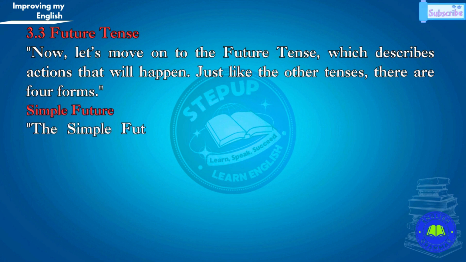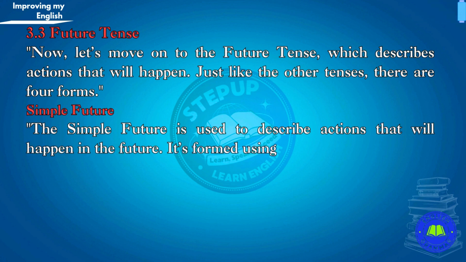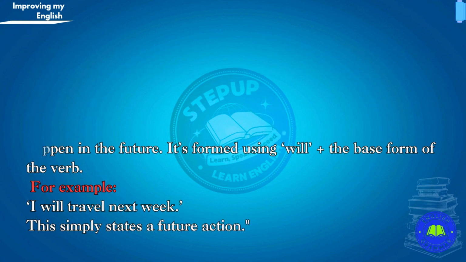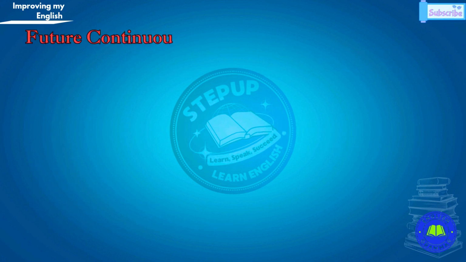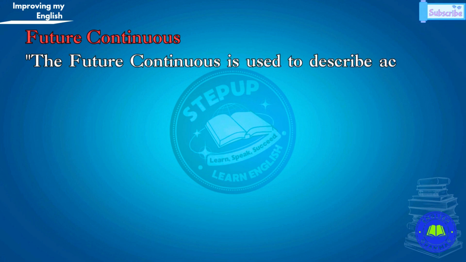Simple future. The simple future is used to describe actions that will happen in the future. It's formed using will plus the base form of the verb. For example, I will travel next week. This simply states a future action.